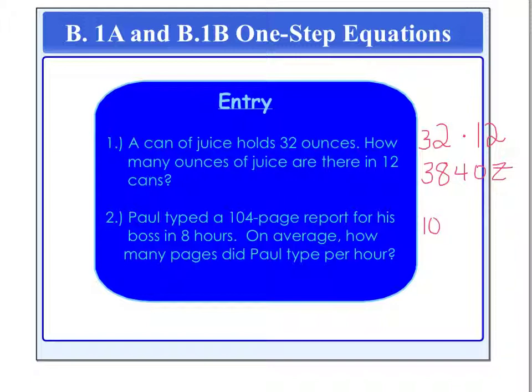The next one says Paul typed a 104-page report in 8 hours. So if he did 104 pages in 8 hours, we want to figure out how many he typed in 1 hour. So if we do the division, 104 divided by 8, we get 13. And what that means is he typed 13 pages per hour.